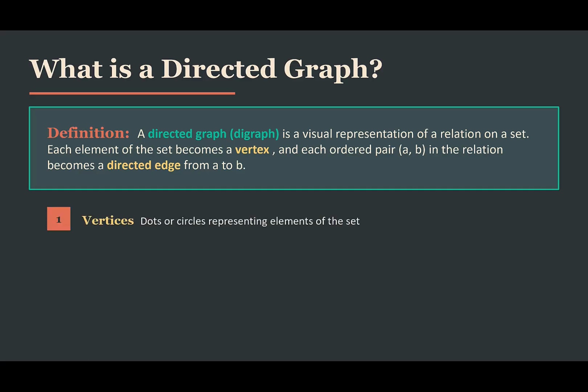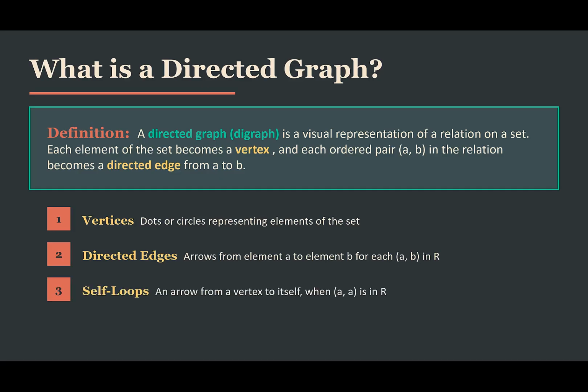Step 1 would be to draw the vertices. These are just dots or circles representing elements of our original set. Then we add in the directed edges. These are arrows from element A to element B for each ordered pair (A, B) in the relation R. When we have an ordered pair (A, A), we call this a self-loop. It's an arrow from a vertex back to itself.